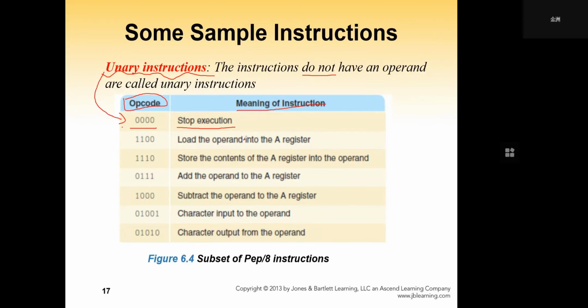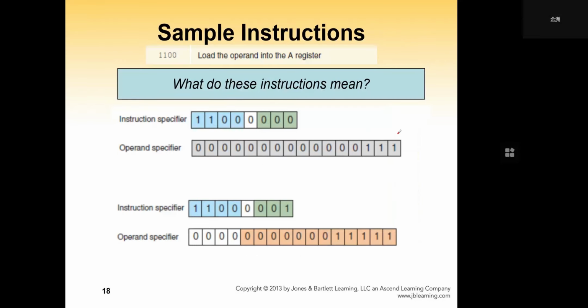We also list some other examples. For example, 1100 means load the operand into the A register. The next represents store the contents of the A register into the operand. And like add the operand to the A register, or subtract the operand from the A register, or character input to the operand, or character output from the operand. These are several examples of the instructions in the Pep/8 virtual machine.